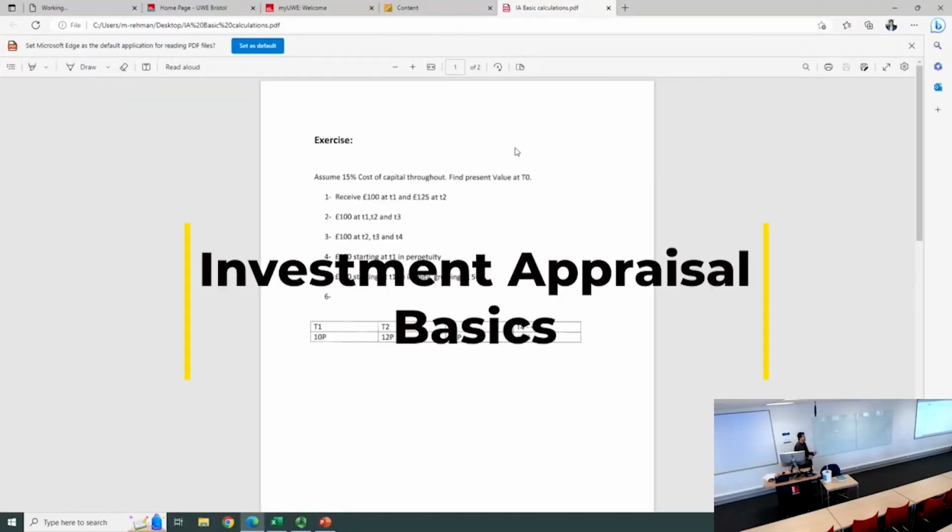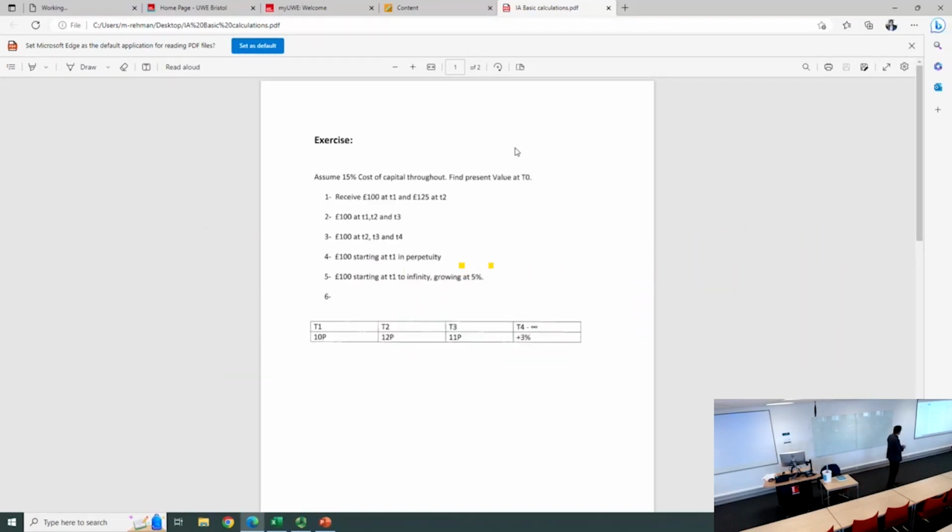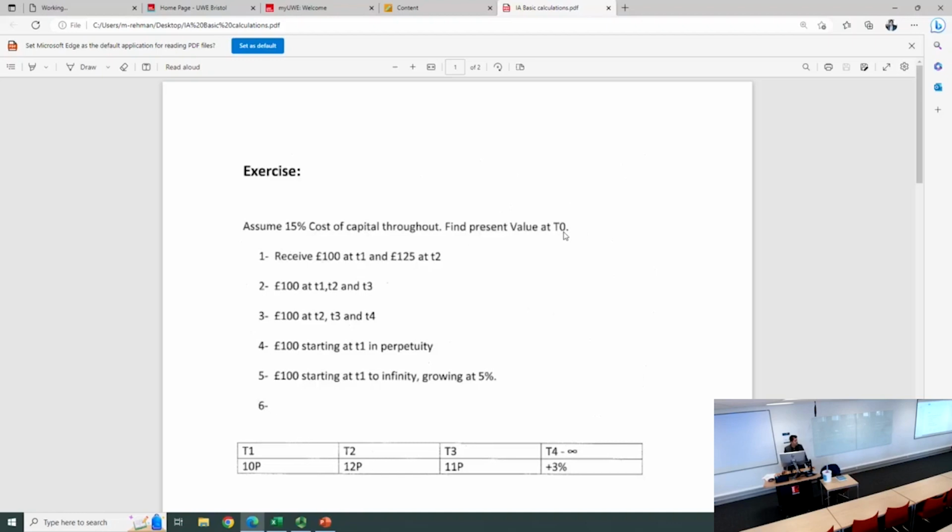So that's our basic exercise, folks. And it will help us to understand time value of money and discounting. For the whole exercise, we will assume that the cost of capital is 15%. Find present value at T0.